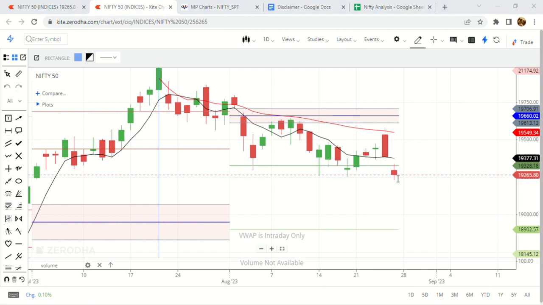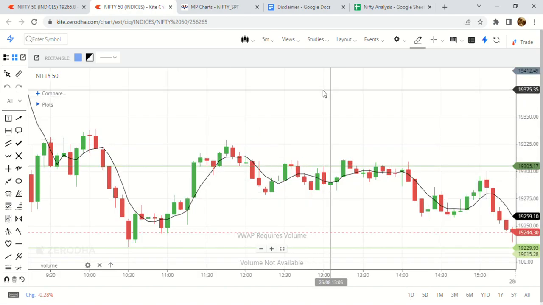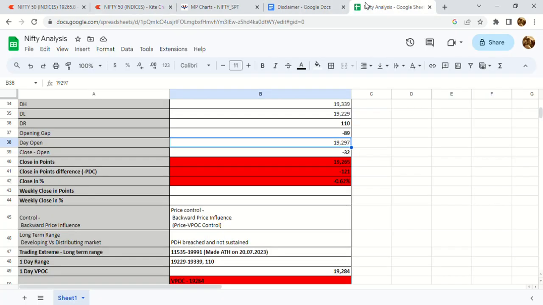So now let us look at the Friday's session. What has happened on Friday's session? For that, I will open this 5 minute time frame chart. Let us look at the opening and closing levels of the Friday's session. So on Friday, opening was at 19,297 level. That is, you can see a gap down of minus 89 points.